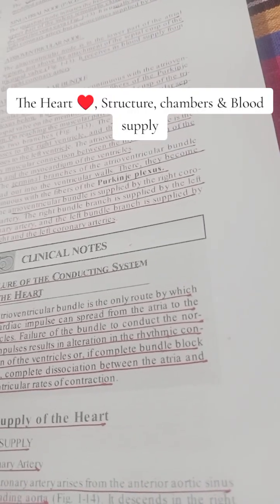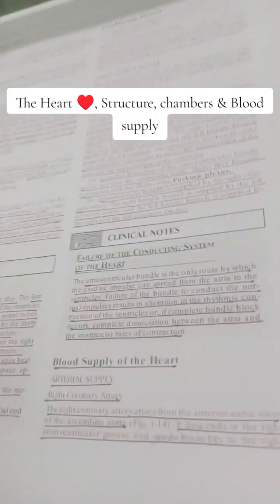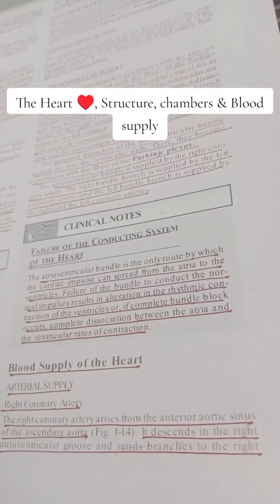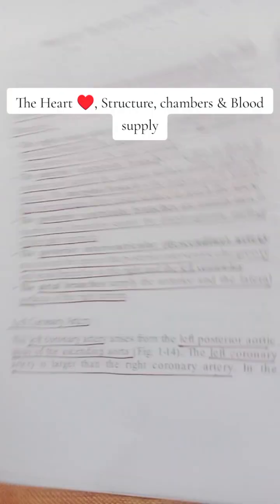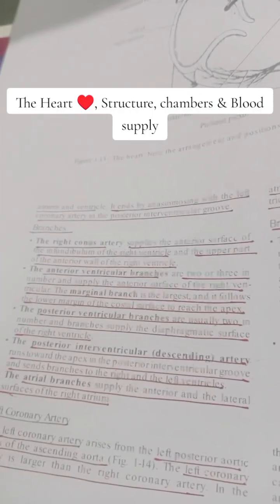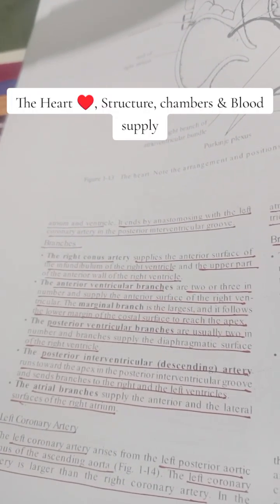Blood supply of the heart. Arterial supply: right coronary artery. The right coronary artery arises from the anterior aortic sinus of the ascending aorta. It descends in the right atrioventricular groove and sends branches to the right atrium and ventricle. It ends by anastomosing with the left coronary artery in the posterior interventricular groove.